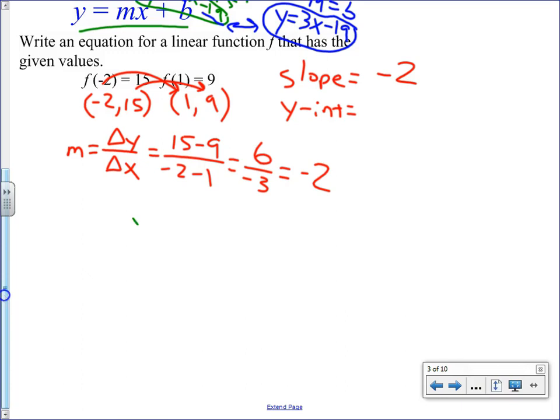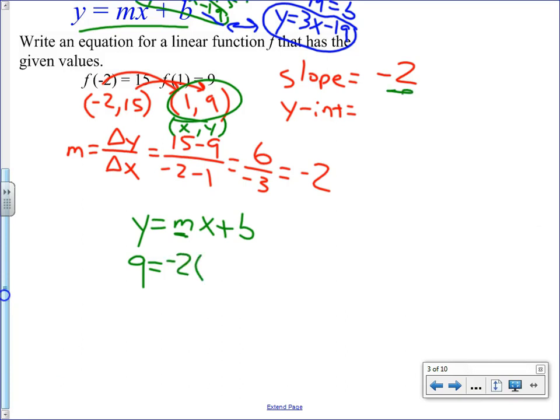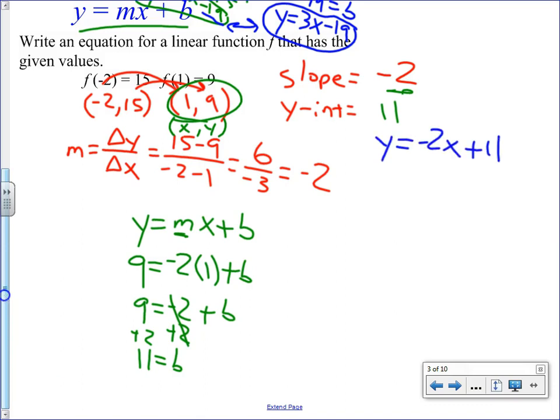I'm going to start off in slope-intercept form and switch it down. So I'm going to choose 1, 9 as the point that I'll use for my x and y. It's because there's no negatives in there. Sometimes when I use all positives, it makes it a little bit easier. So 9 is my y value. My slope, we said, was negative 2 times x, which is 1, plus b. Simplify and solve for b. And in so doing, find out b is 11, so my y-intercept is 11. Therefore, I can rewrite my equation, y equals negative 2x plus 11.